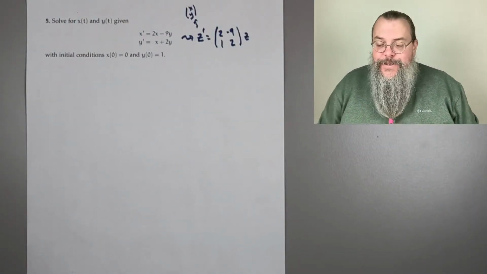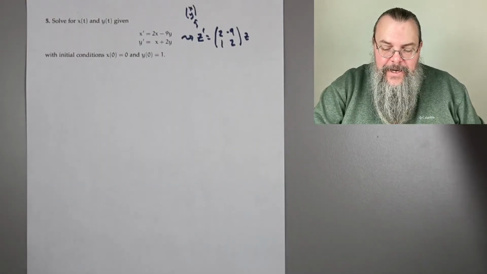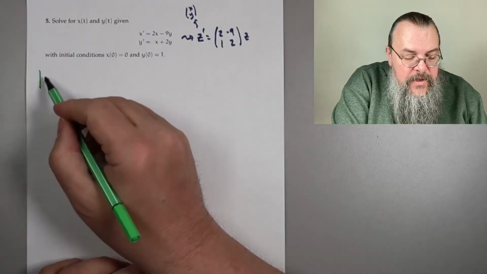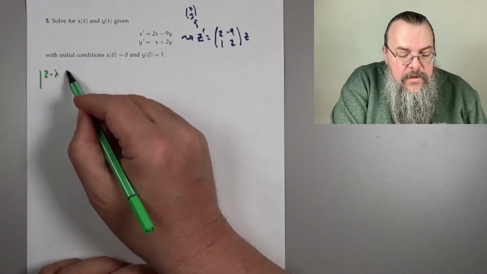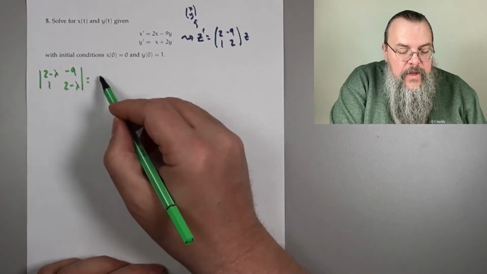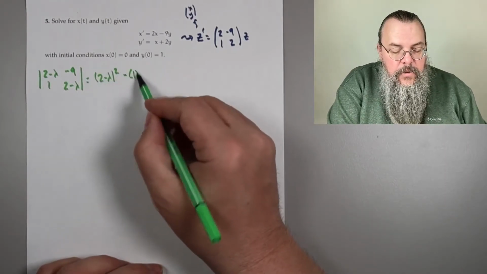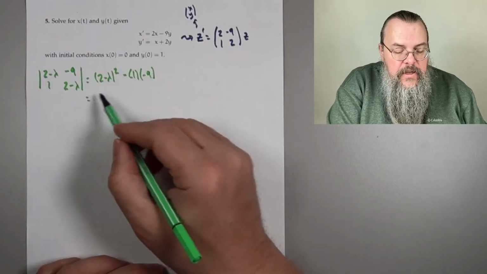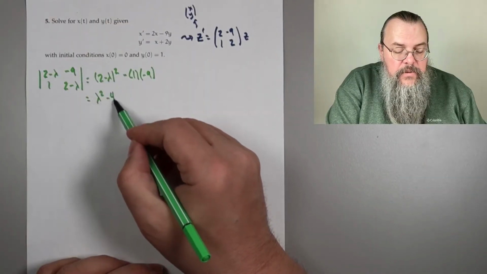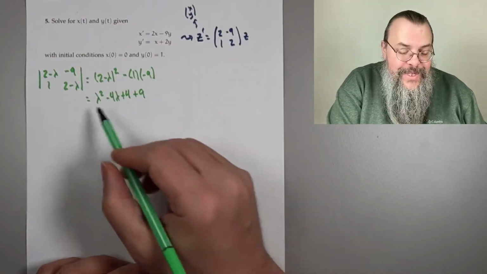Okay, so now we have a 2 by 2 matrix, which means step 1, find eigenvalues. All right, so here we go, eigenvalues. And so we're going to take our determinant of 2 minus lambda, minus 9, 1, 2 minus lambda. So that's going to be 2 minus lambda squared, subtract 1 times negative 9, or if you like, this is the same as lambda squared minus 4 lambda plus 4 plus 9. So I guess we could have written this as plus 13.